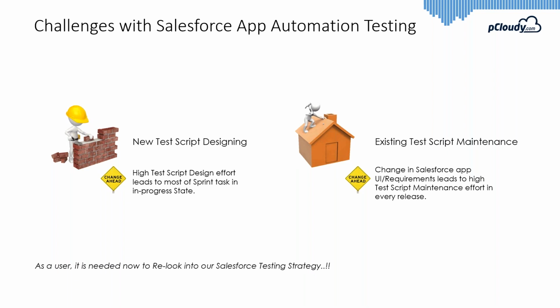And as a user, we need to think about how to change the Salesforce testing strategy. Both manual and automation testing can be done, but yes, there are some challenges in doing manual and automation testing with the Salesforce application. The reason, as I said, is the dynamic nature. The properties get changed, and because of that, there should be a solution which caters to all these challenges being faced by the users.